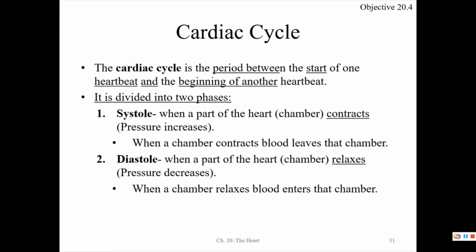Now, diastole is relaxation of a chamber. When a chamber like an atrium or a ventricle undergoes diastole, that chamber relaxes, and when it does, the pressure drops. The pressure decreases inside that chamber, and when you have lower pressures, blood likes to enter and fill a chamber that is undergoing relaxation, or diastole. I often like to say there's plenty of time to relax after you die, diastole.